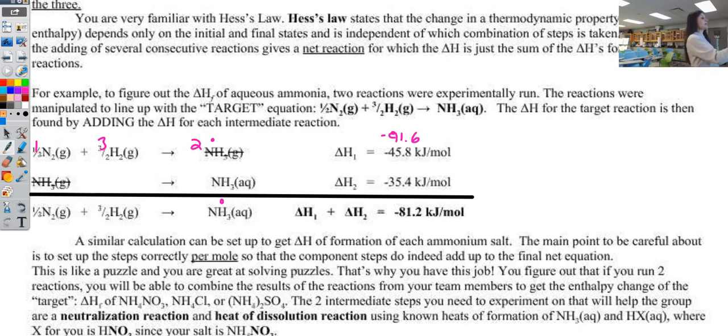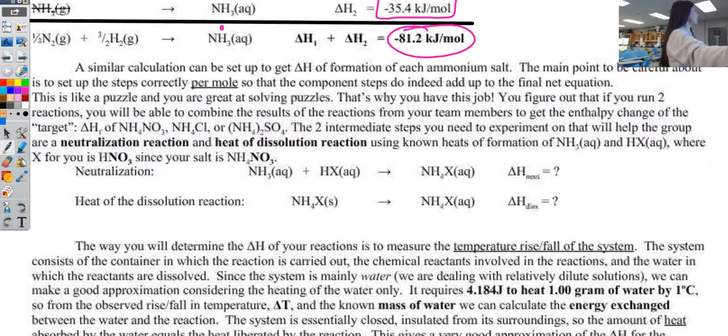Once you get those 2 numbers, all you do is add these 2 up, and that's how they get this negative 81.2 answer. Okay, so that's just an example of how Hess's law, as simple as it can be, works. Okay, so then let's continue on here.